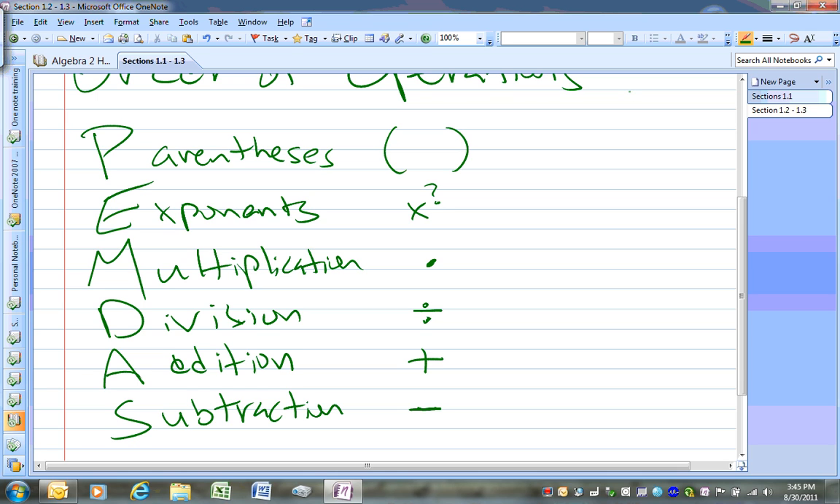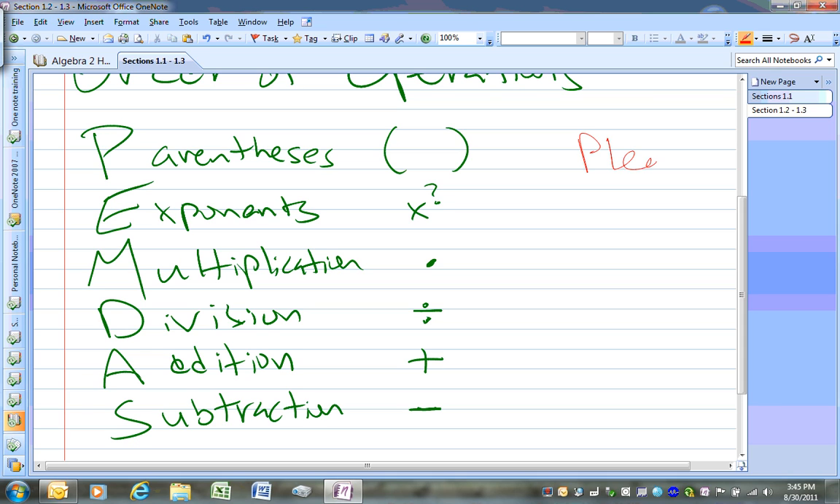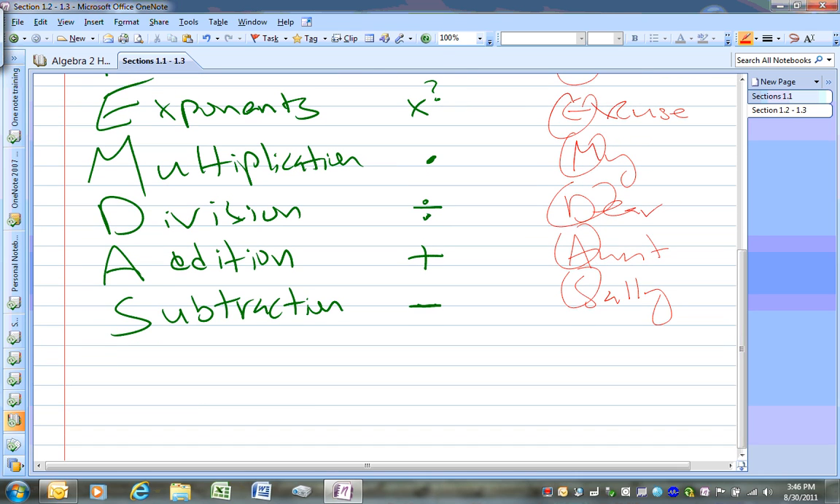There's actually a mnemonic you can use. Mnemonics are memorization devices to help you remember something. Please excuse my dear Aunt Sally. You may have learned that back in middle school. So the P, the E, the M, the D, the A, the S. That helps you remember the order of operations. So parentheses always comes first, then exponents, then multiplication, then division, then addition, then subtraction. So we go from top to bottom. We will try an example that utilizes the order of operations.